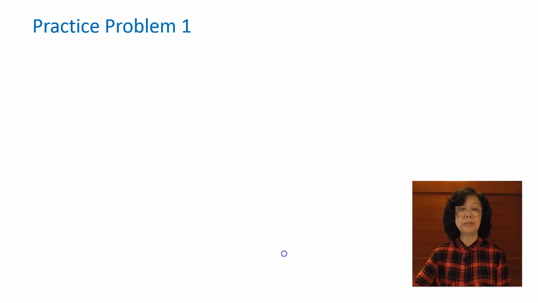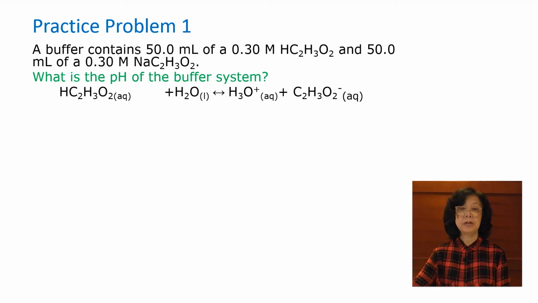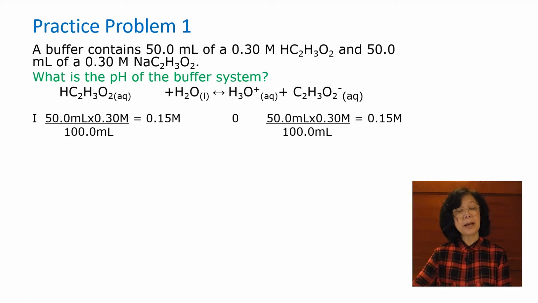Let's try practice problem number 1. I have a buffer containing 50 ml of 0.3 molar acetic acid and 50 ml of 0.3 molar sodium acetate. What is the pH of the buffer system? So first, we write the equation for the ionization of the acetic acid to form acetate ion. This is at equilibrium. Now we're going to calculate the molarity of the acetic acid and the acetate ion in the mixture. And we have 50 milliliters of 0.3 molar over a total volume of 100 ml.